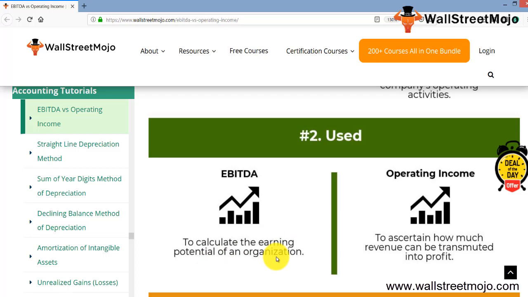Many of the investment bankers and private equity players use EBITDA as a key driver to calculate the earning potential of the organization. And operating income is used to ascertain how much revenue can be transmuted into profit. Like what is the amount of the operating profit that can be transferred into the real profit. Basically, operating revenue is transmitted into profit here.